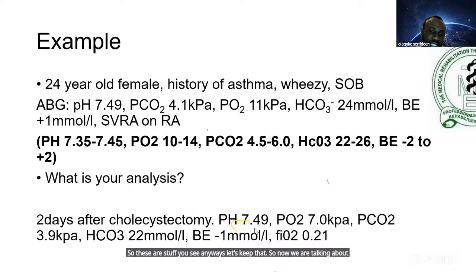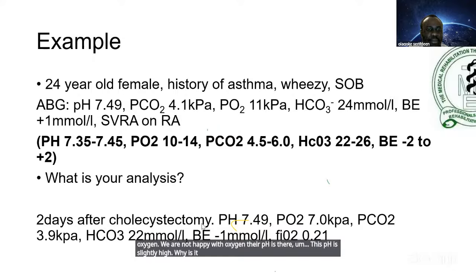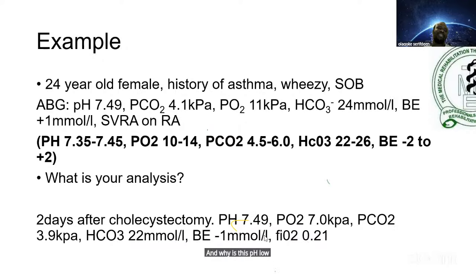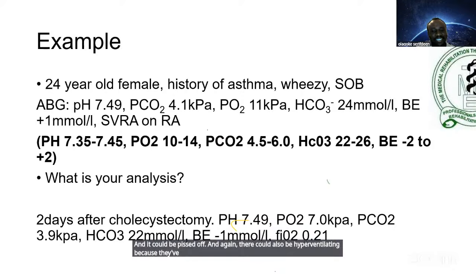We are not happy with the oxygen. Their pH is slightly high. Why is it high? Will it be because they are in pain and hyperventilating? And if you now look at the CO2, CO2 is down. Then definitely this CO2 is the one driving this pH. It could be that this patient is groaning in pain, hyperventilating. And it could be PE. And again, they could also be hyperventilating because they've got low oxygen. It could be the reason.